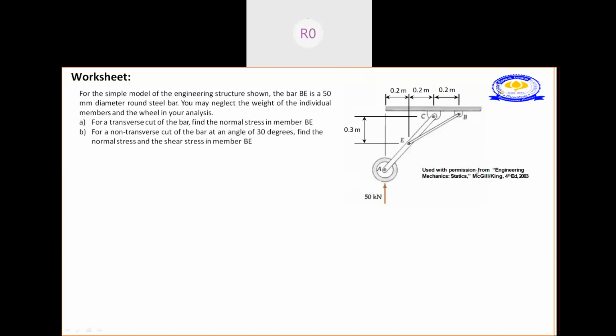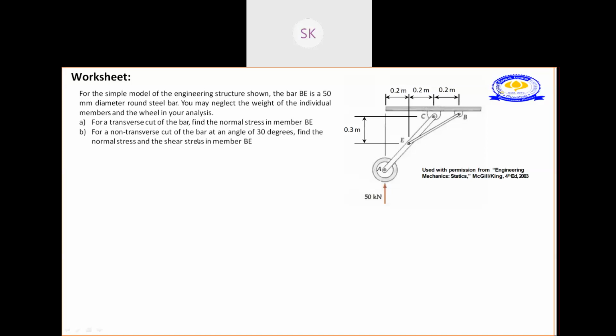So go with this. This is your worksheet problem. For a simple model of the engineering structure shown, BE is a 50 mm diameter round steel bar. You can neglect the weight of this individual member. For a transverse cut of the bar, find the normal stress in the member BE.